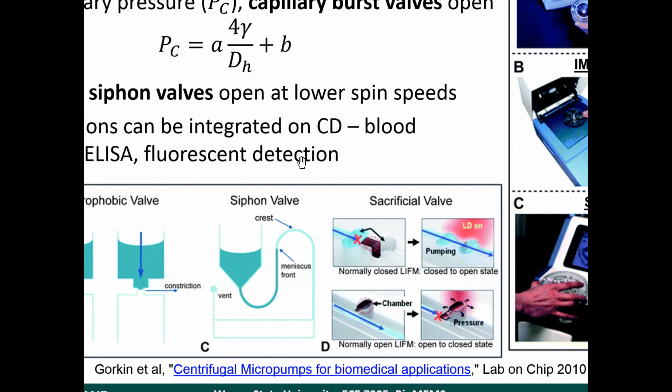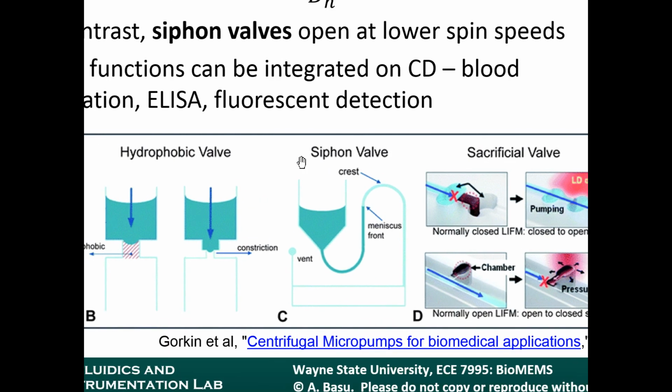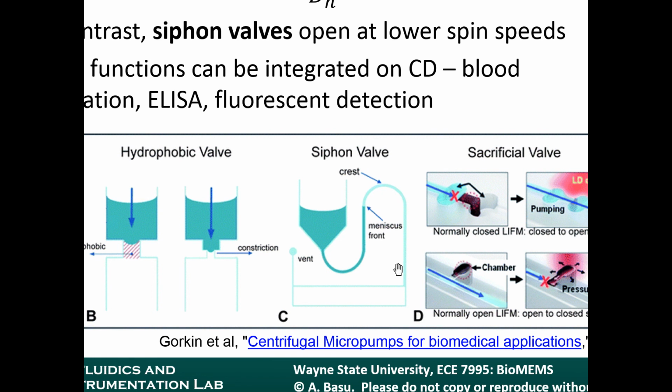So the siphon valve works in a slightly different manner. It consists of this. This is the main channel region, and then this part here is what they call the siphon. Now, first things first, the siphon valve has to be hydrophilic, so that water, whatever the sample is, will fill into the valve by capillary action. So this fills up into this region here.